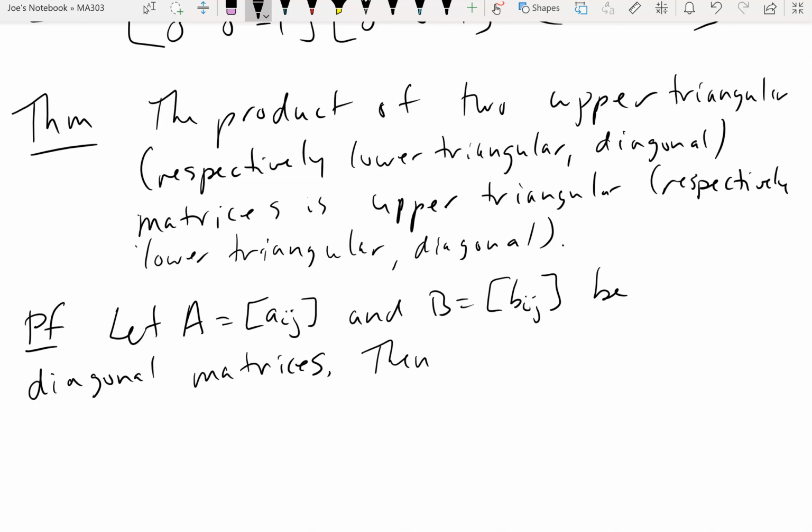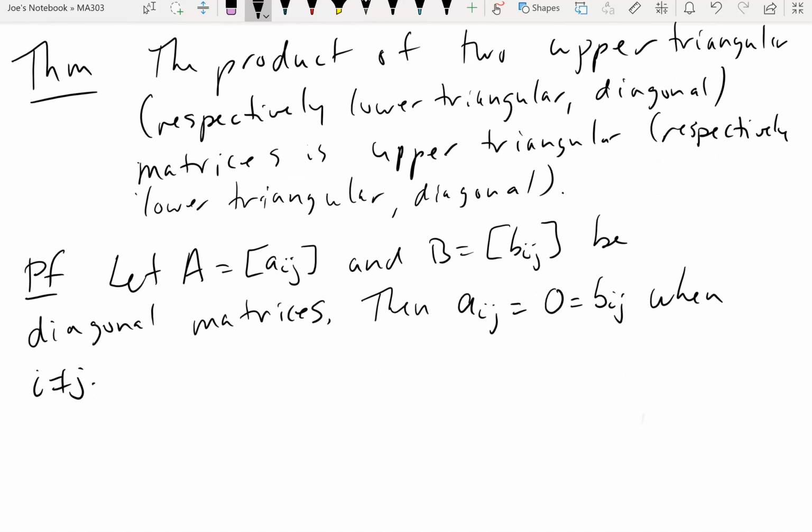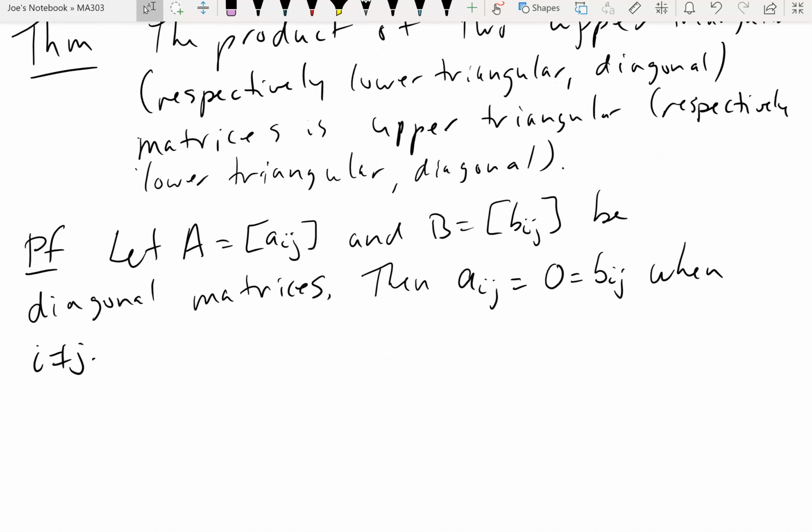Okay, so certainly the matrices are square, right? What do we know about the individual entries? Or at least most of the individual entries. That when i is not equal to j. Good. So then we know that A sub ij is 0, and so is B sub ij, when i is not equal to j, right? We know that for a fact, correct? So if I want to show that their product is diagonal, I need to show that the product has the same property. Whenever i is not equal to j, then I need to get a 0, correct?